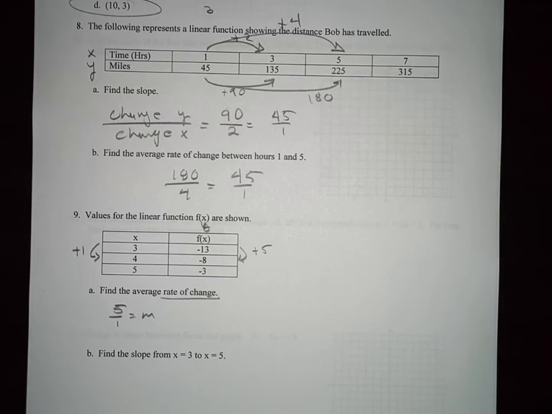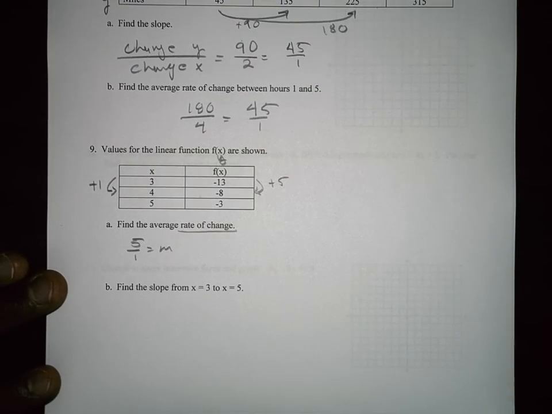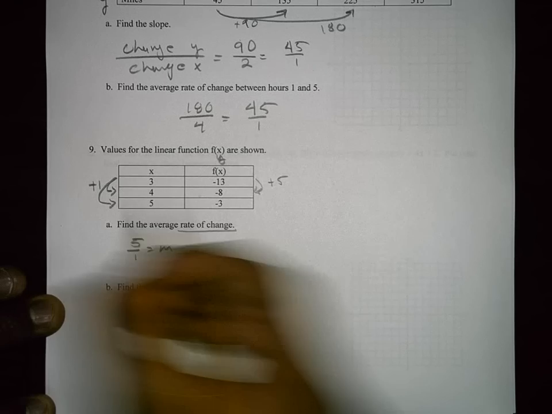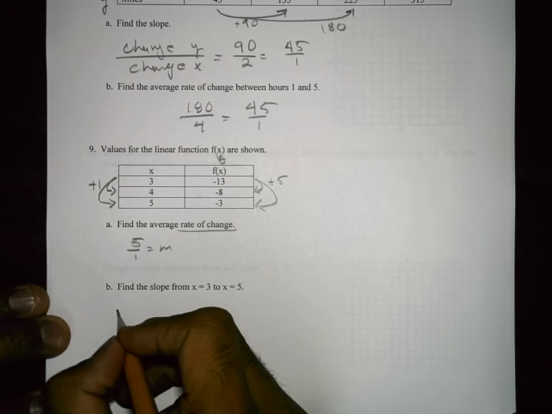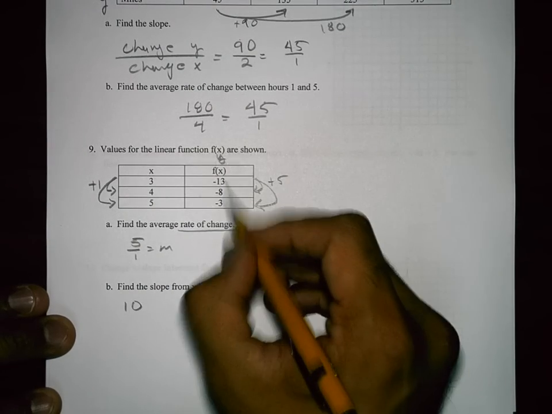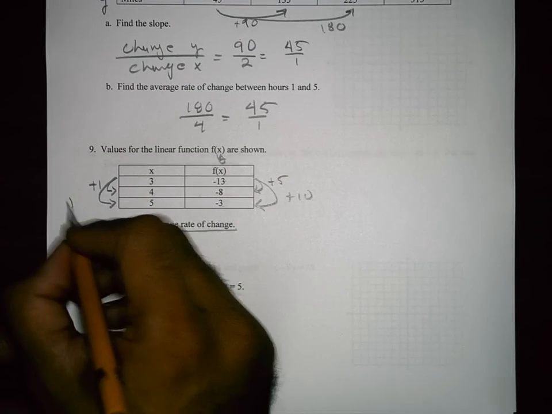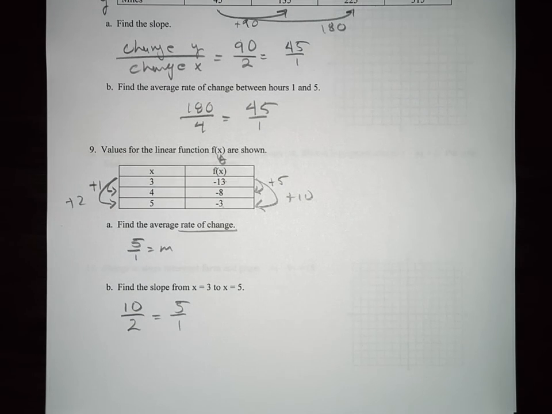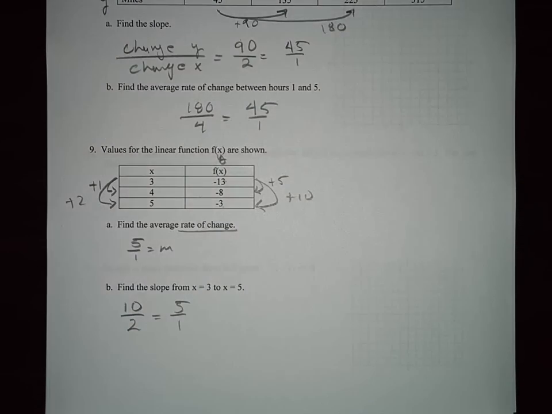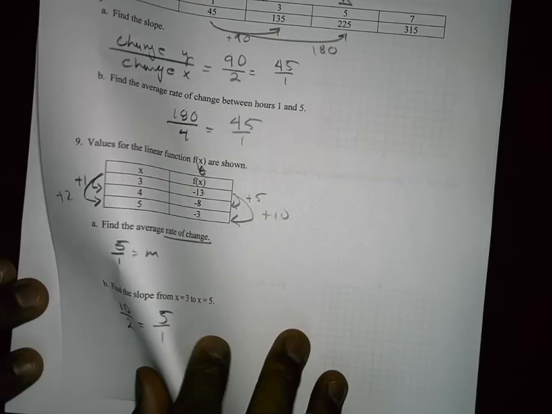Find the slope from x equals 3 to x equals 5. And once again, what they're doing here is they want us to go from here to here and from here to here. Okay, and so that would be 10. To get from here to here is plus 10. From here to here is plus 2. And if I do that, once again, I realize after reducing, all the slopes are the same. It doesn't matter.